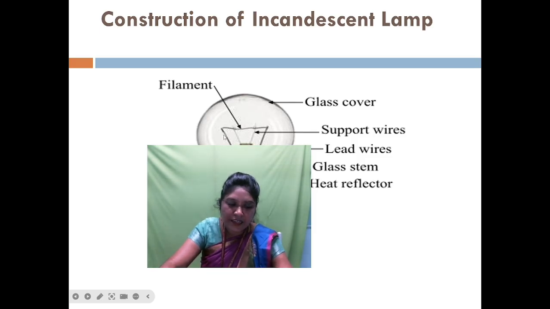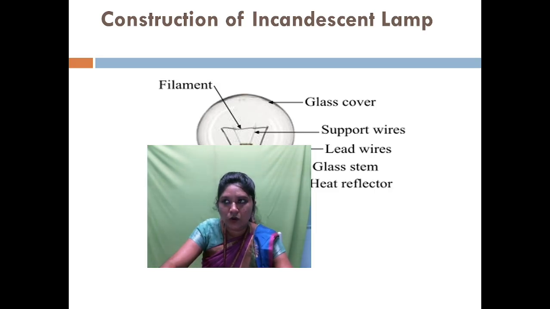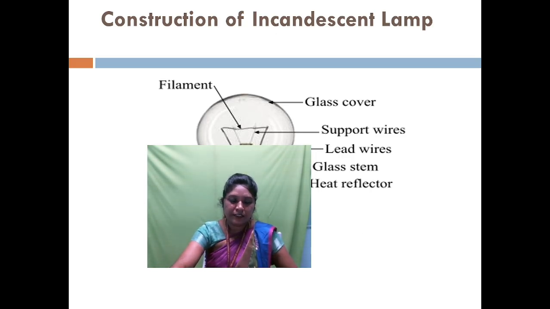Inert gases like argon, neon and nitrogen are filled inside the lamp so that the tungsten filament does not melt even though it is heated up to 3200 degrees Celsius. What happens if there is no inert gas filled inside the lamp? Then the tungsten starts melting, and the lifetime also decreases. That's why the inert gases are filled inside.